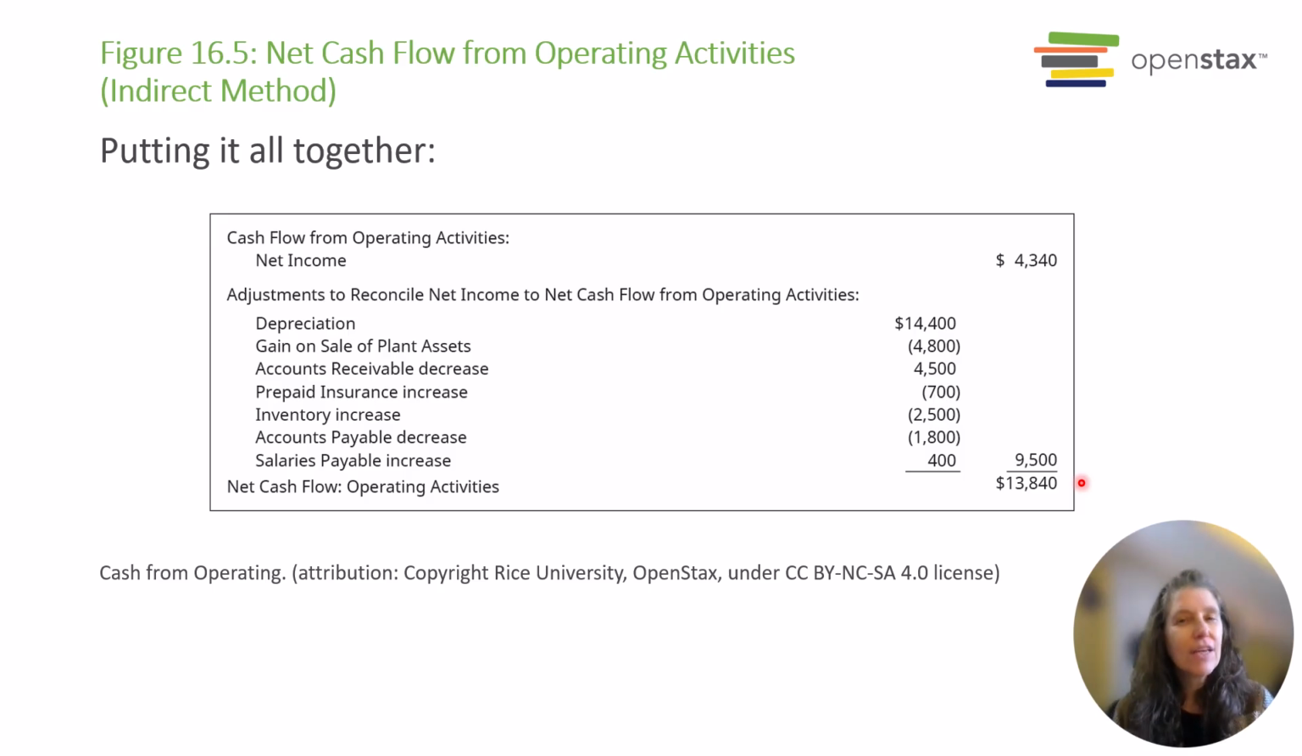$13,840. So the interpretation of that here is that even though I had a net income of $4,340, there was actually cash movement in and out of my bank account related to operations of $13,840.